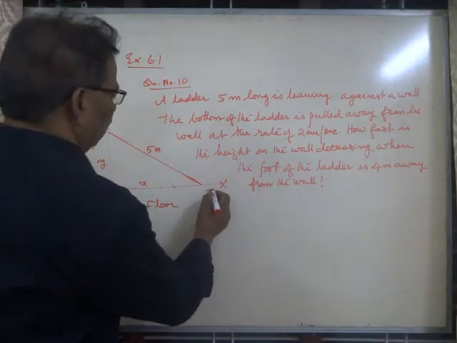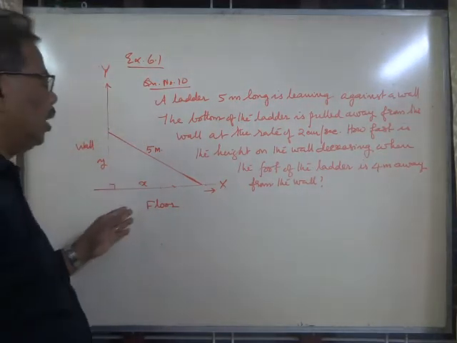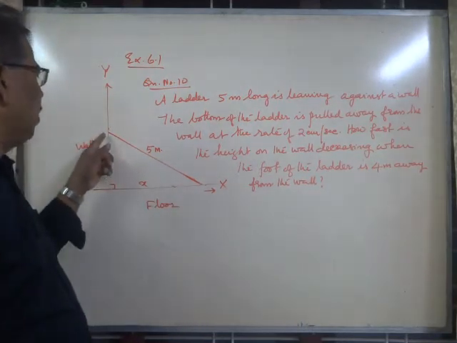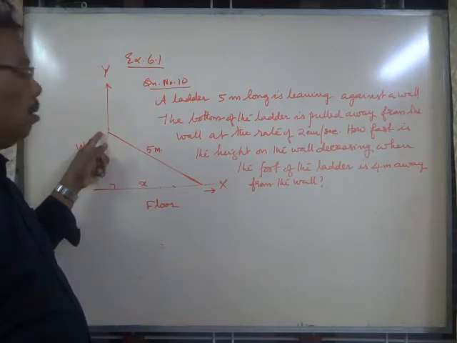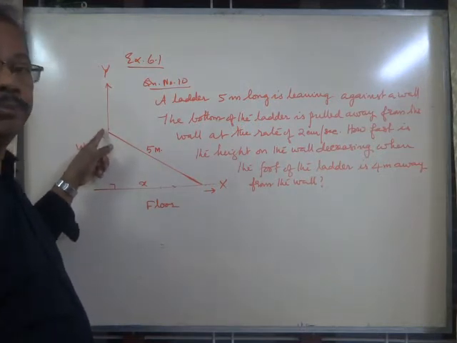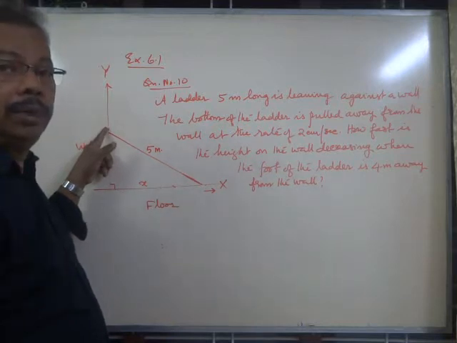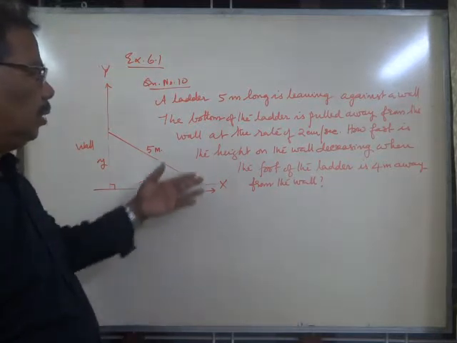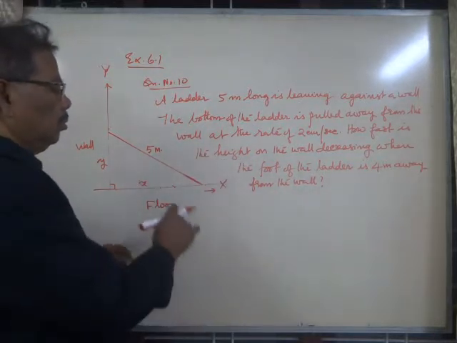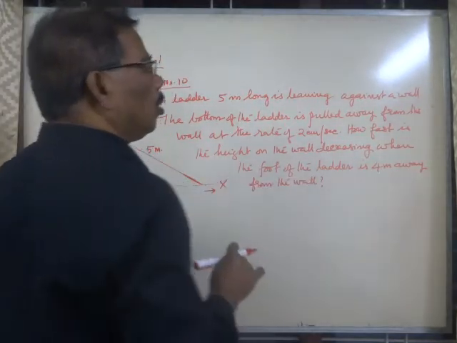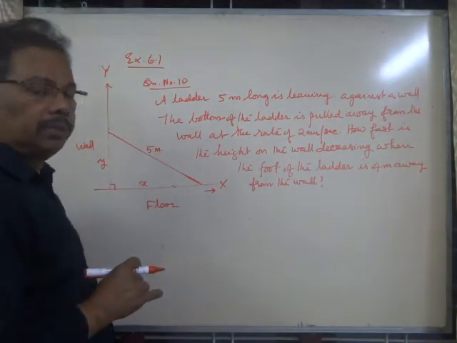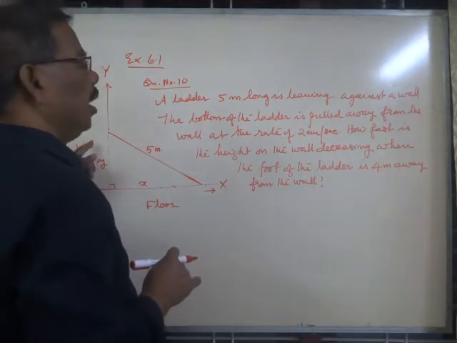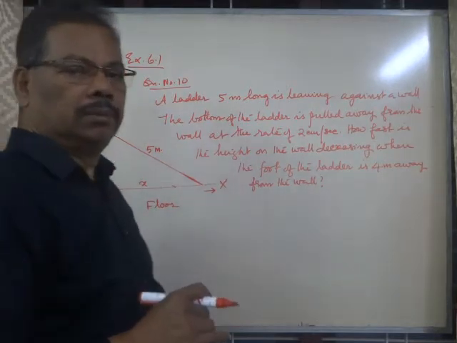The foot of the ladder is pulled away from the wall. Automatically, the height of the top portion touching the wall will be getting decreased. The question is, if the rate of moving of the bottom is given to be 2 centimeters per second, how fast is the height on the wall decreasing? That is the question.